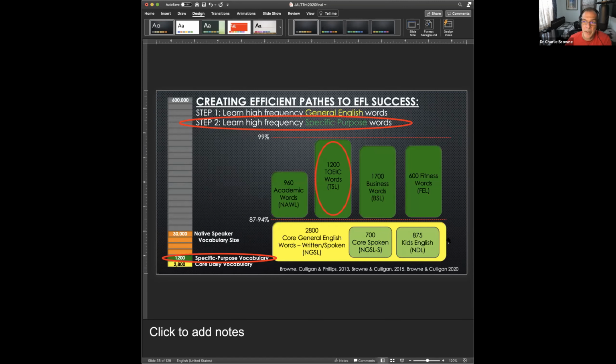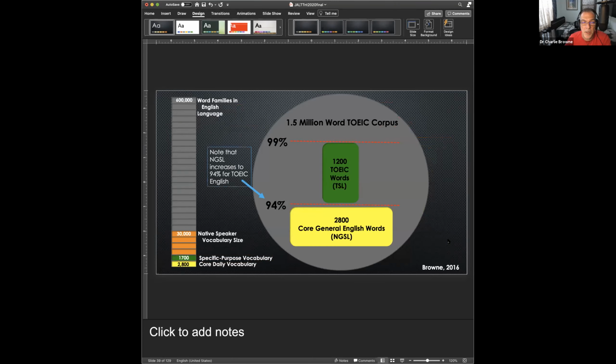We've also created a really, I think, excellent list for students who have to pass the TOEIC test. This is known as the TOEIC service list, the TSL, and we created a 1.5 million word corpus of TOEIC texts. And if you study the 2800 NGSL words and the 1200 TOEIC words, you're getting virtually 99%, almost 100% coverage of the TOEIC test. And that's an astonishing number. We shouldn't actually be able to get such a high number. The only reason we're able to do it is because TOEIC is test English, not real English.